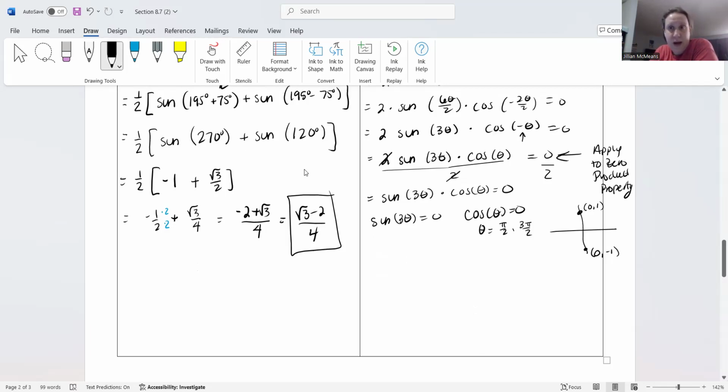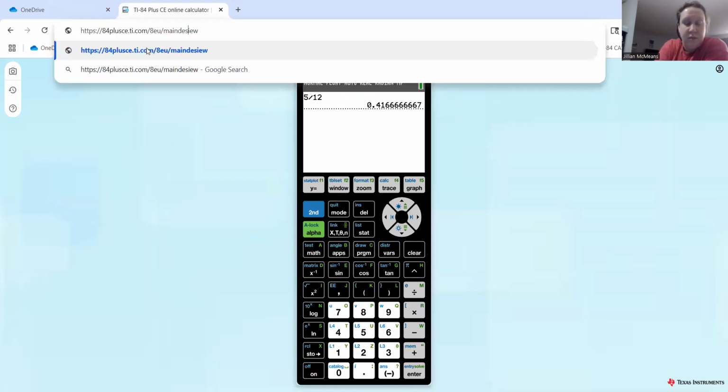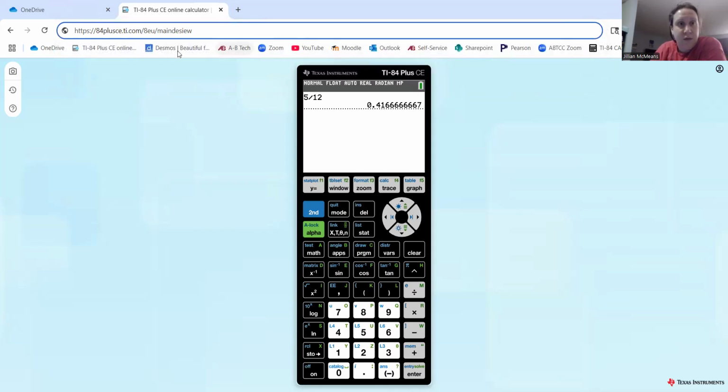Do I have Desmos up? I don't think I have Desmos up, but we can go to Desmos.